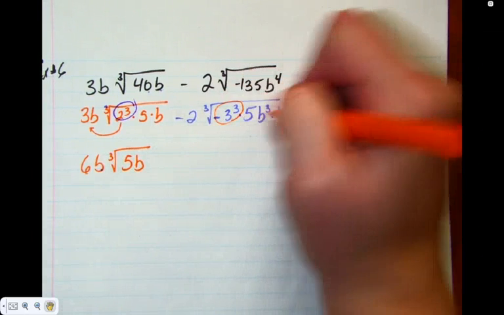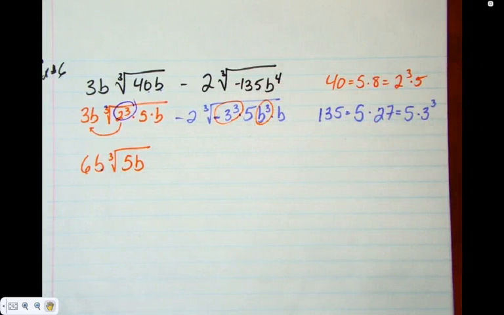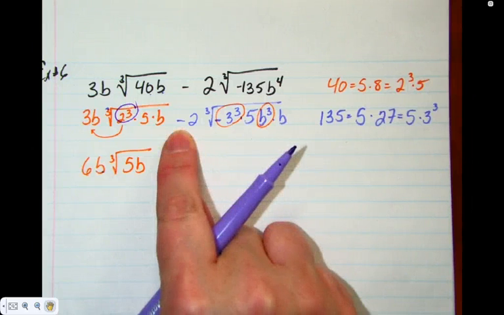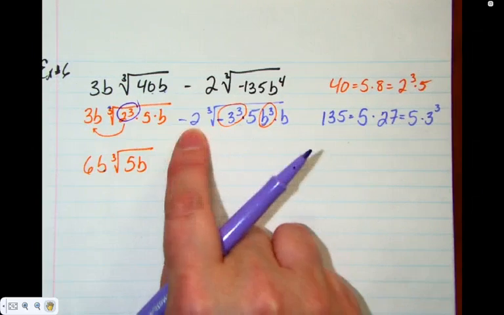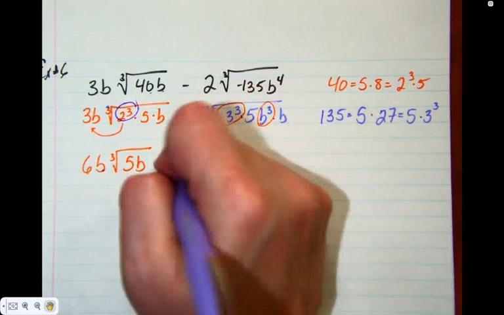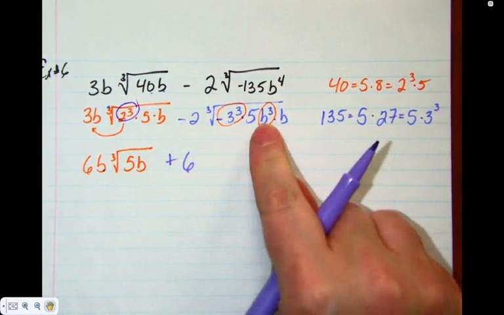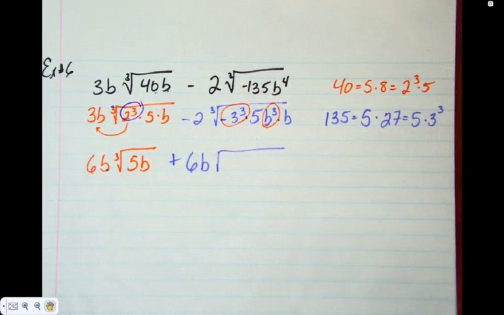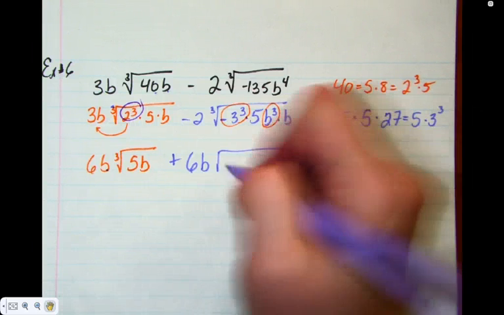Again, I like to circle just because visually it reminds me what's coming out front. If you don't like that, don't feel you have to do it. Be careful here with the negative. When I bring this negative 3 out front, I've got to multiply it by a negative 2. What's going to happen when I multiply a negative 3 by a negative 2? It's going to become positive 6. And then when I bring this b cubed out front, he's going to be just b.